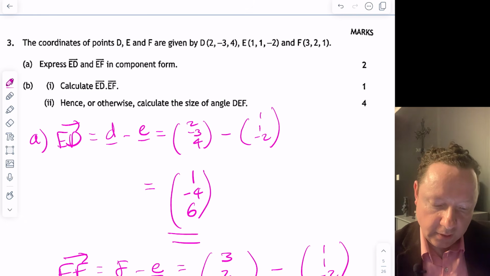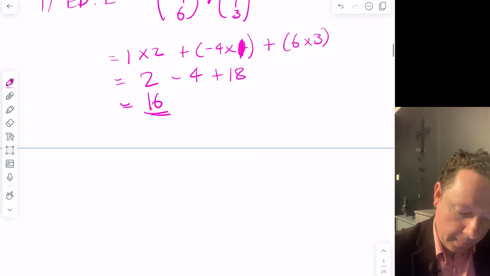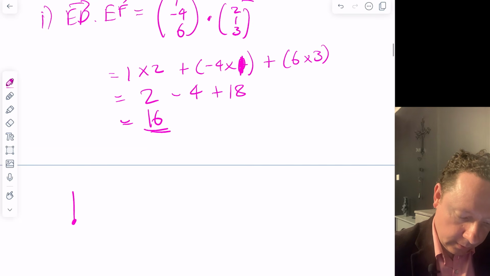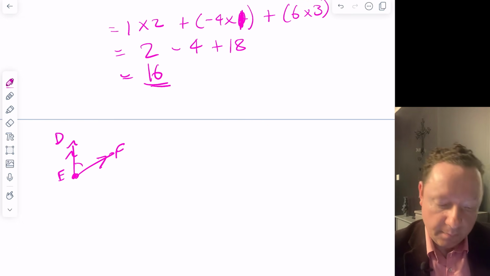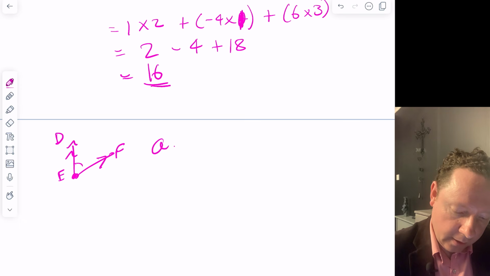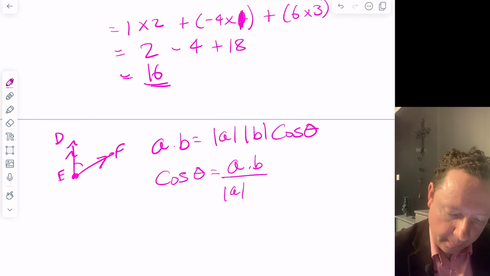Hence, calculate the size of angle DEF. Well, let's just check it. We're not trying to trick ourselves here. We've got ED, EF, so yep, I think that's okay. So we're just doing the angle in between. From the start of the exam paper, if you just look, you get A dot B equals size of A, size of B, cos theta. So just slightly rearranging that, cos theta is A dot B over size A, size B.